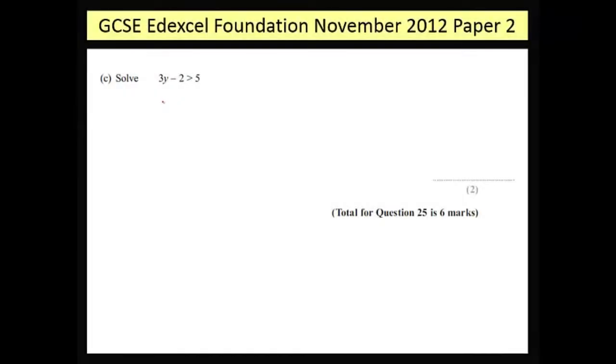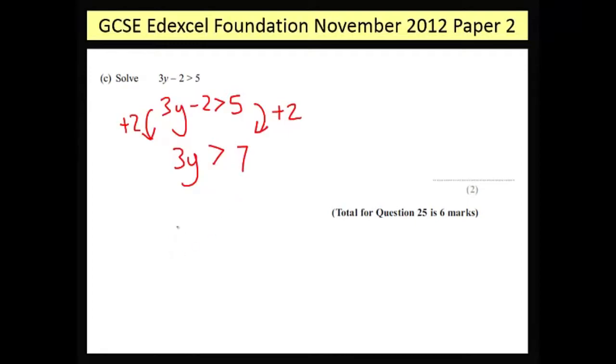For the second part of this question, we have to solve this inequality. You treat inequalities a bit like you do equations, apart from there is an inequality sign and not an equal sign. So for this one, the first thing we will do is add 2 to both sides. So if we add 2 to this side, and then add 2 also to this side. On this side we get 3y, take away 2 plus 2 just becomes 3y, and this side becomes greater than 5 plus 2, which is 7.